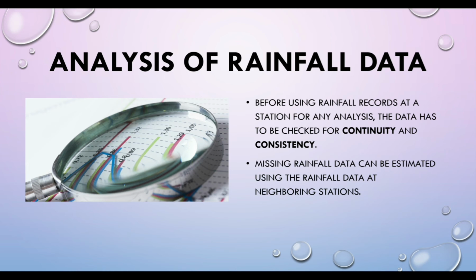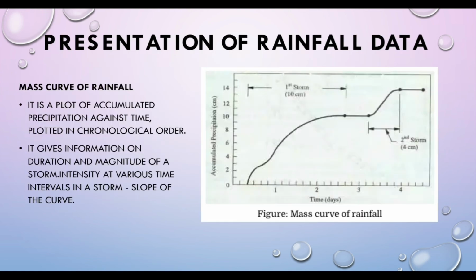Analysis of rainfall data. Before using rainfall records at a station for any analysis, the data has to be checked for continuity and consistency. Missing rainfall data can be estimated using the rainfall data at neighboring stations. Now, how do we present rainfall data? We can do this in two ways.